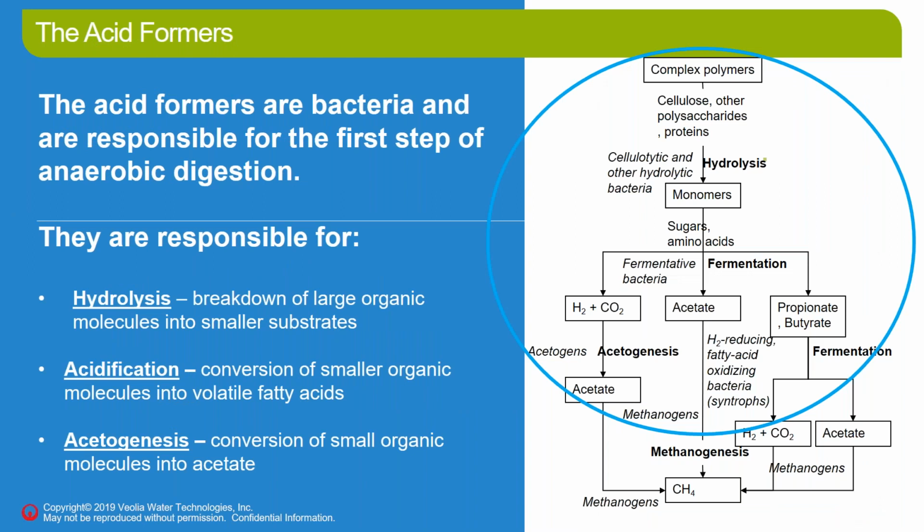Okay, so let's talk about the acid formers first. They do, again, the first step in this anaerobic digestion, and they're responsible for three steps, really. They're responsible for hydrolysis, which breaks down large organic molecules into smaller substrates, like a starch into a sugar. A starch can be insoluble, floating around, and the first thing that these bacteria would do is break that down into a smaller molecule, which would then be solubilized in the water.